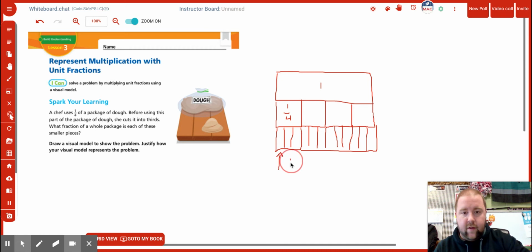Now they want to know, what is that one piece? Well, it is 1 out of 12 total pieces. So each of those would be 1/12 of the entire package, because we used a fourth and that fourth was cut into thirds. We had to cut all of those fourths into thirds to find out how many pieces the whole thing would be cut into.